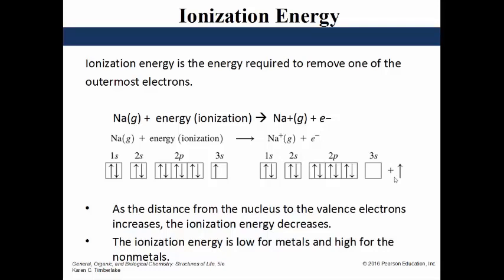Now, as the distance from the nucleus to the valence electrons goes higher, the ionization energy will go down. It takes less and less energy to pull something that's further away from the nucleus. If it's really, really close to the nucleus, it's going to take a lot of energy to pull it away. And this ionization energy will be low for metals, but high for the non-metals.